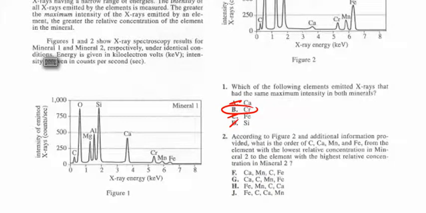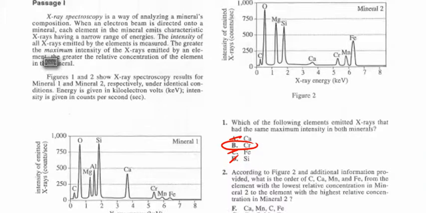According to figure 2, an additional information, what's the order of blah, blah, blah from the element with the lowest relative concentration in mineral 2 to the element with the highest concentration in mineral 2. So make sure you're looking at the right one. So mineral 1 and mineral 2 respectively. So we're looking at the one above it.